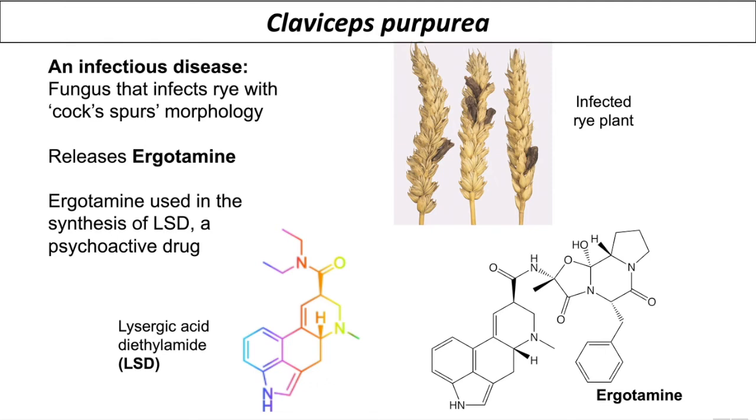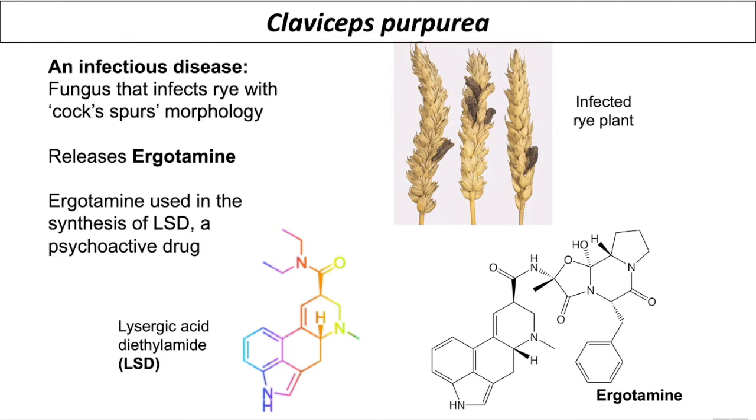Okay, so the fungus, Claviceps purpurea, is a plant pathogen. It's infecting the plant in order to make these cockspur morphologies. So the plant is sick.